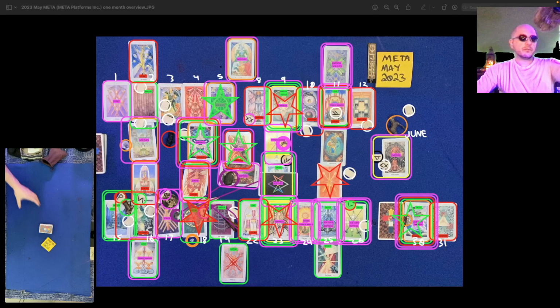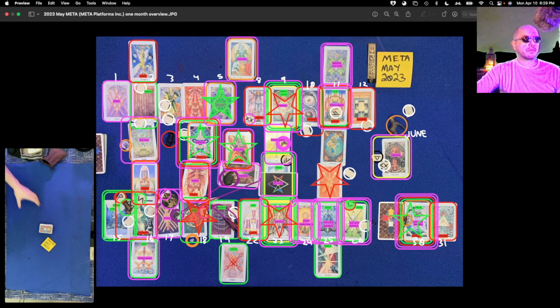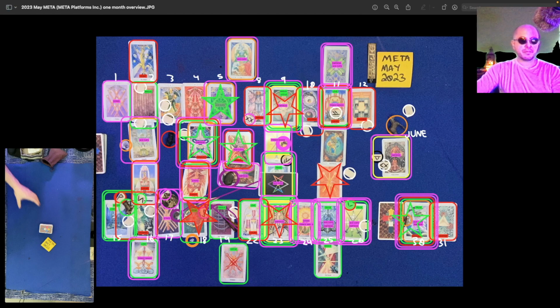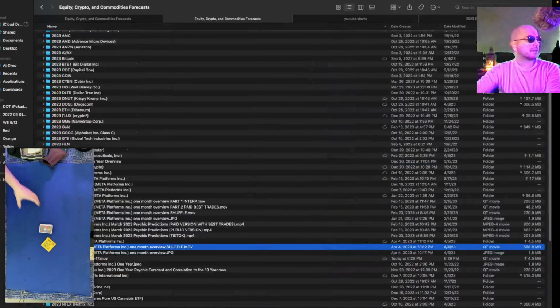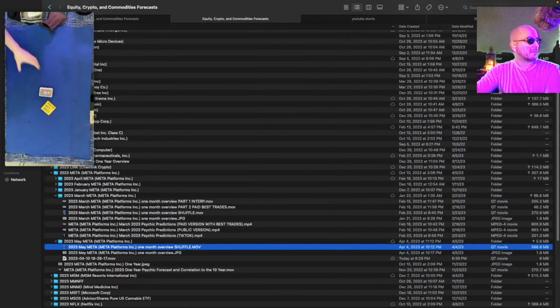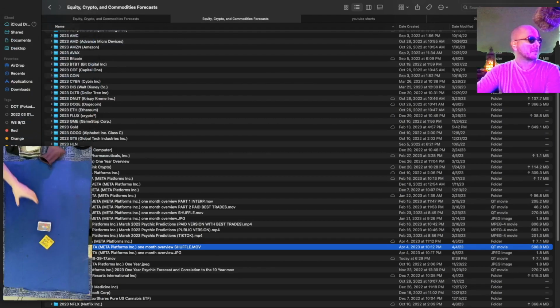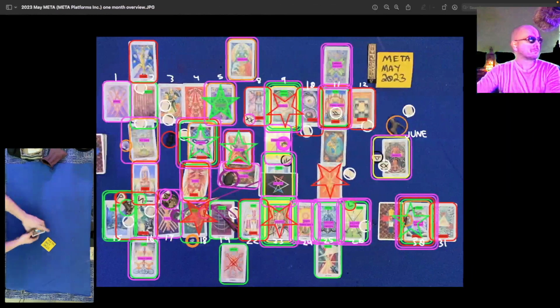This is the Meta 1 month overview reading for the month of May 2023. It's currently April 10th, 2023, 6:29 p.m. Eastern Time. Meta at the time of this reading in the extended hours is currently $214.53, that's USD. And the shuffle file that we're about to play for the May 1 month overview reading was created on April 4th, 2023 at 10:12 p.m. Eastern Time. That's this file right here.